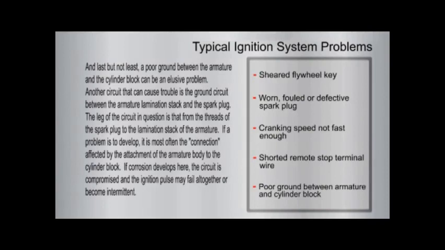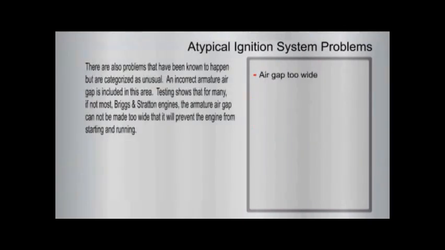If corrosion develops here, the circuit is compromised and the ignition pulse may fail altogether or become intermittent. There are also problems that have been known to happen but are categorized as unusual. An incorrect armature air gap is included in this area. Testing shows that for many, if not most Briggs & Stratton engines, the armature air gap cannot be made so wide that it will prevent the engine from starting and running.